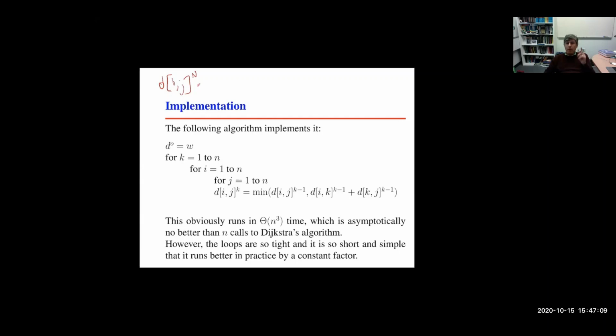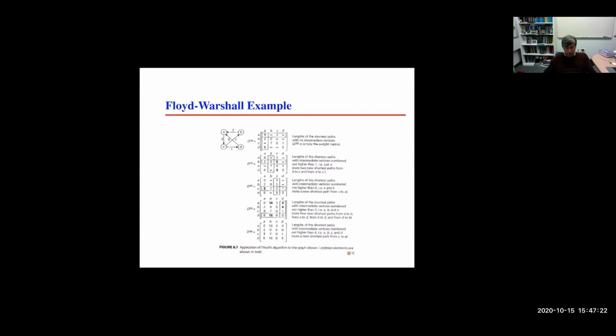It should be obvious why it is n cubed. The real question is, can you see why it correctly finds the shortest path from i to j? And do you see the mechanics of it? Here's an example of this algorithm in action.